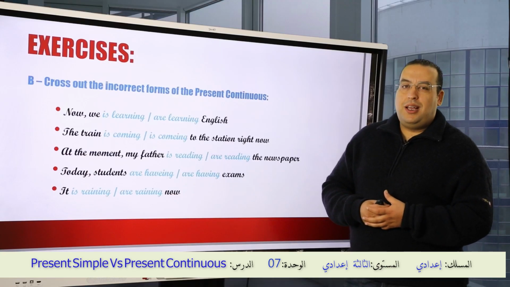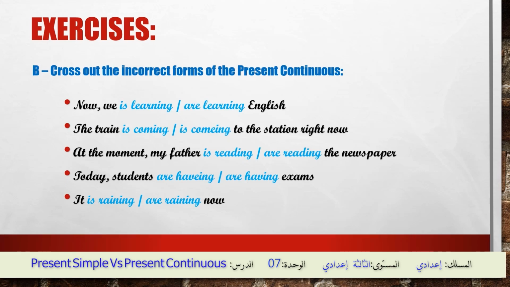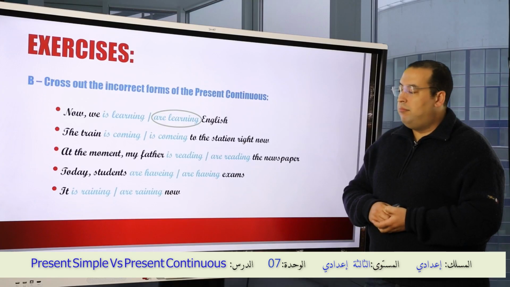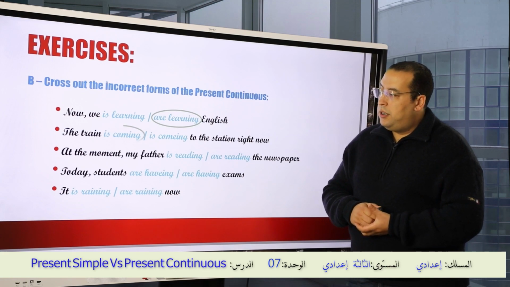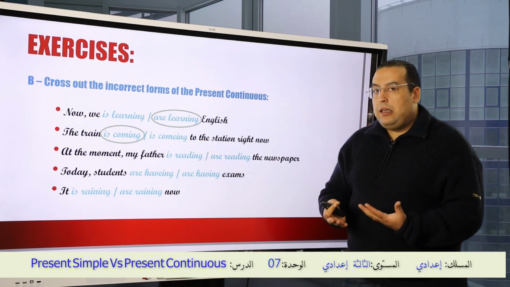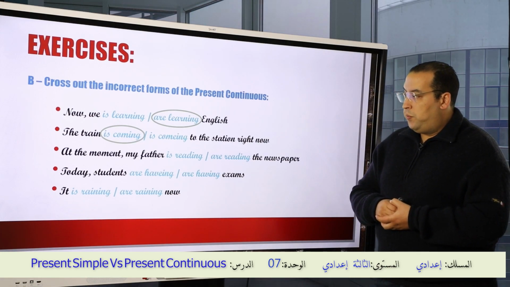The time is up and we move to the correction. Now we English is learning or are learning. Of course, are learning is the correct one, so you cross out the other one. The train to the station right now is coming or is coming. This is interesting. The correct one is the first one because coming is a verb that ends with e, to come, and we should remove e before adding ing.